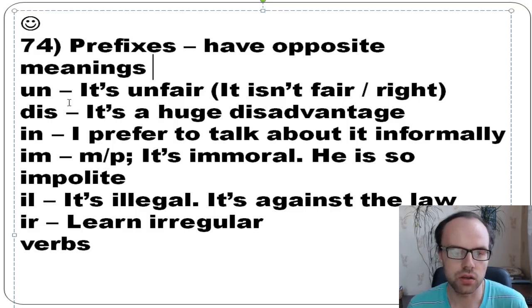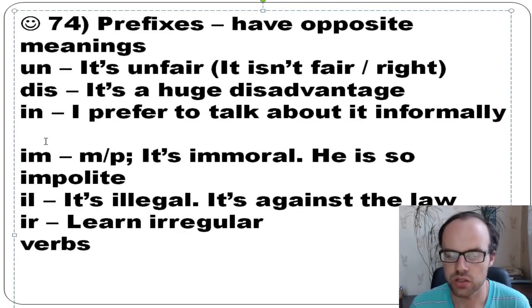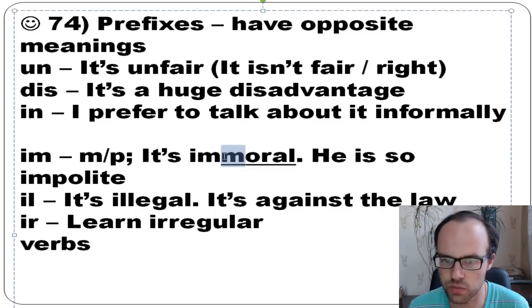Okay, well, so when should we use un, dis, and in? So are there any rules? You need to remember it, yeah. But if we look at this prefix in, there is a general rule that we use it before M and P. So if you see, look, moral, the first letter is M, and you say immoral. He is so impolite, the first letter is P, impolite.